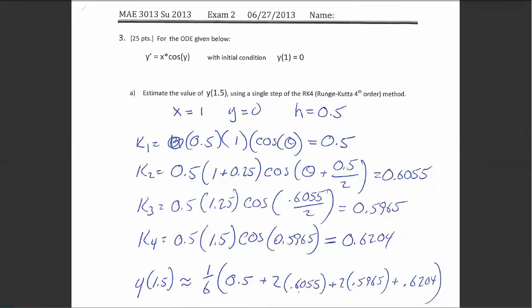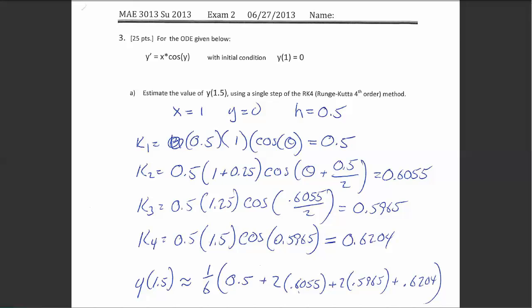Problem number 3, we have a differential equation that says y prime is x times the cosine of y, with an initial condition that says at x equal 1, y is equal to 0, or y of 1 equals 0. So we want to estimate the value of y, which solves the differential equation, using a single step of the RK4 Runge-Kutta fourth order method. And so since we're going from x equal 1 to x equal 1.5, we'll have a step size of 0.5. We were told that at x equal 1, y equals 0.